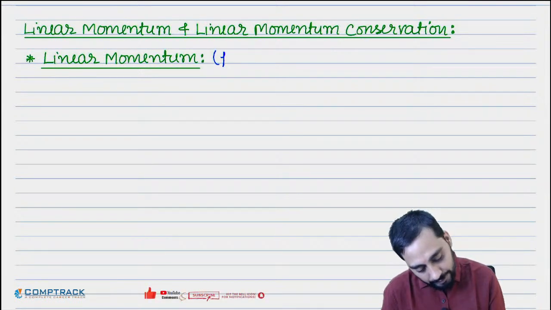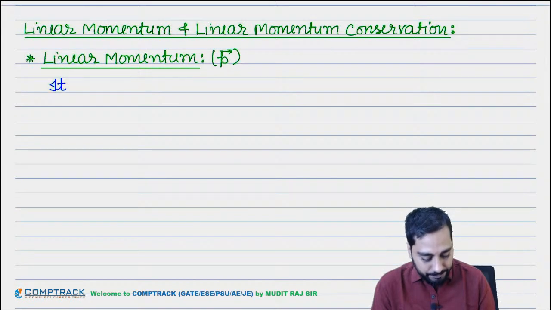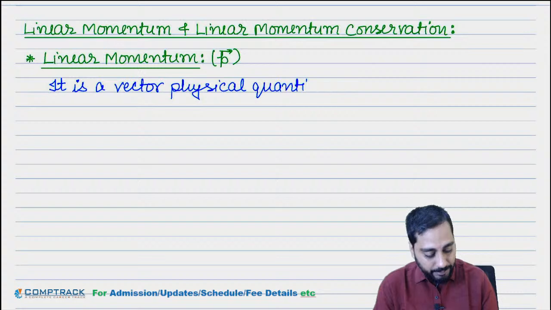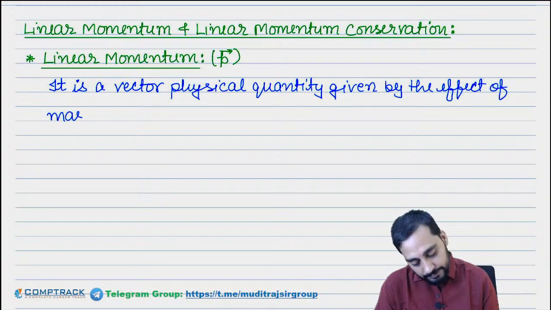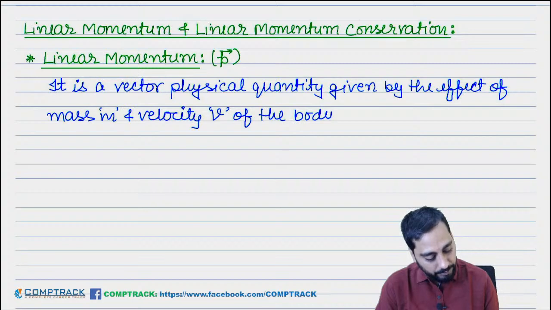So generally we denote the linear momentum by P. Write down here, it is a vector physical quantity given by the effect of mass and velocity of the body or system.